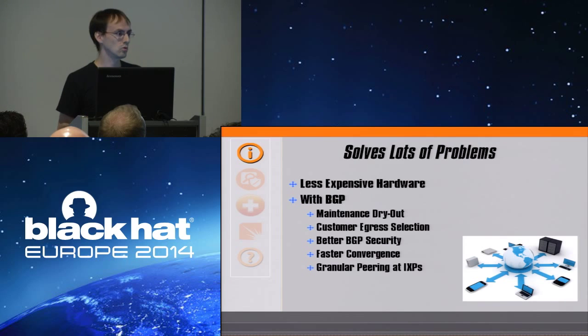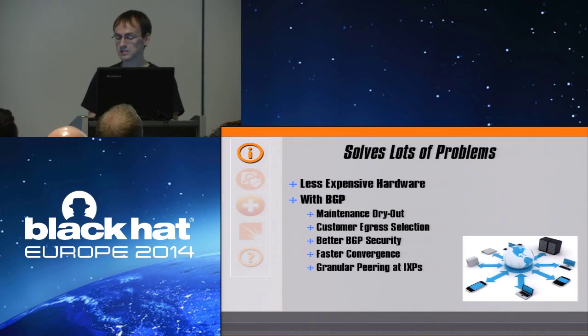Now the reason why we're choosing to go this direction is because it solves a lot of problems in the network space. First off, costs. With software-defined networking, it's very inexpensive. With commodity switches, the hardware is much less expensive. So we like that, of course, on the business side.